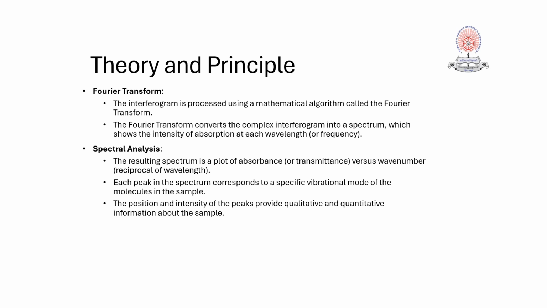Fourier transform is used for interpretation of the interferogram and for spectral analysis. It is a mathematical algorithm. It converts a complex interferogram into a spectrum. The spectrum generated thus is a plot of absorbance or transmittance versus the wave number. Position and intensity of the peaks provide qualitative and quantitative information about the sample.